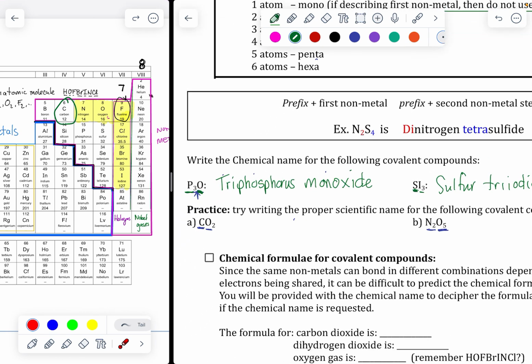CO2, there's 1 carbon, it's the first one, so we just say carbon, we don't need a mono. Our second element is oxygen, and there's 2, so we say di, and our ending is ox with ide at the end. So that is carbon dioxide.